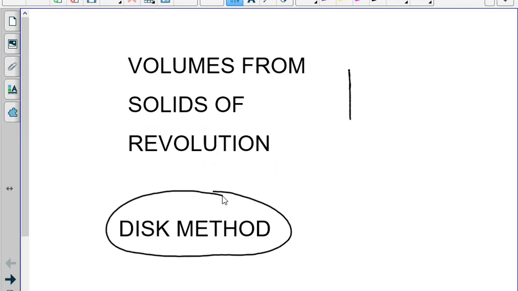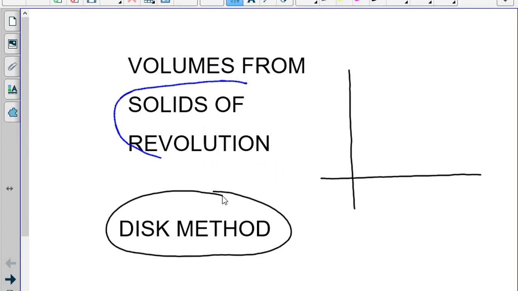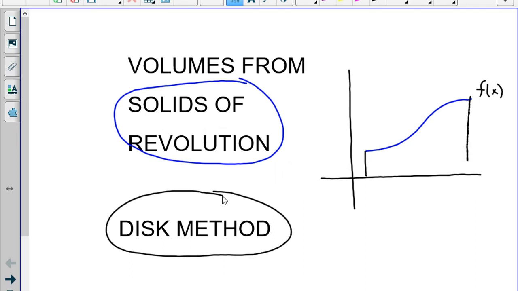Today, we're going to talk about the disk method. The disk method is something that happens when we have a solid of revolution. So a solid of revolution is something where we have some sort of curve and we want to rotate it around either an axis or a line. So let's say, for example, I have this curve f of x and I want to rotate or revolve the entire curve around the x-axis. If I wanted to revolve the entire curve around the x-axis, there will be a resulting volume that shows up.